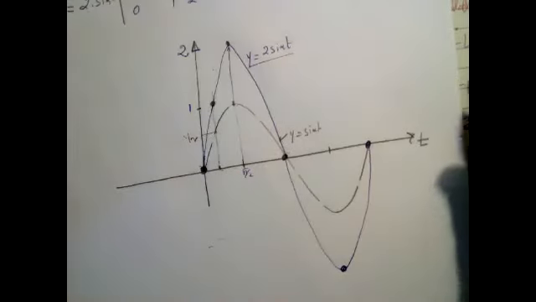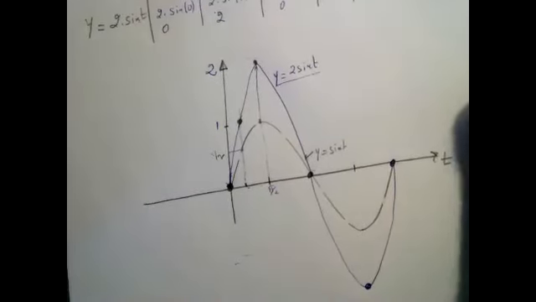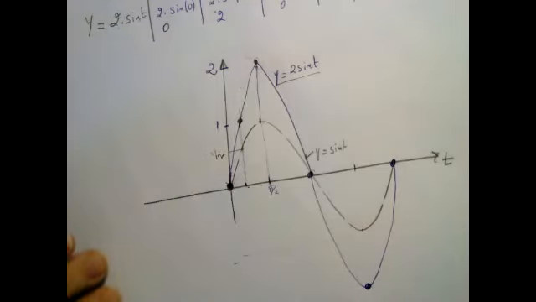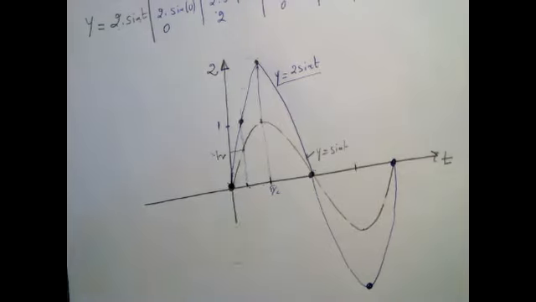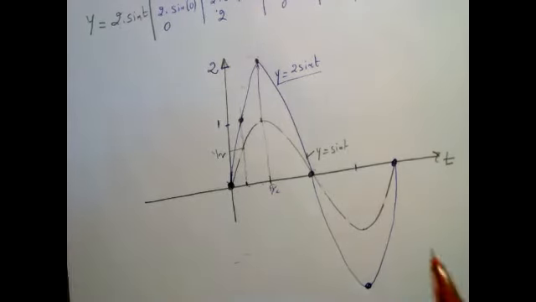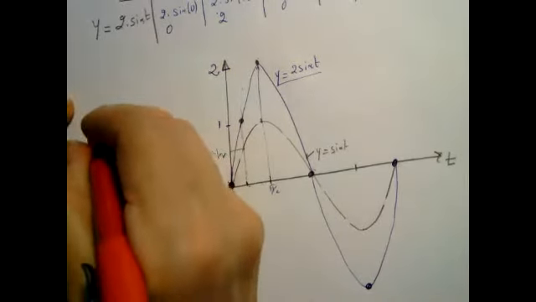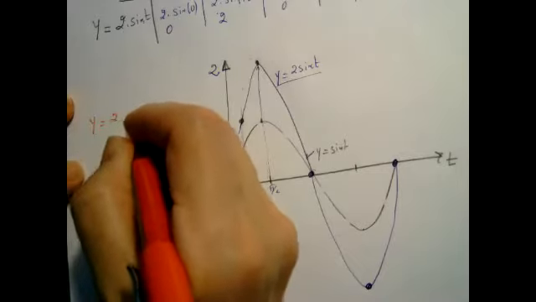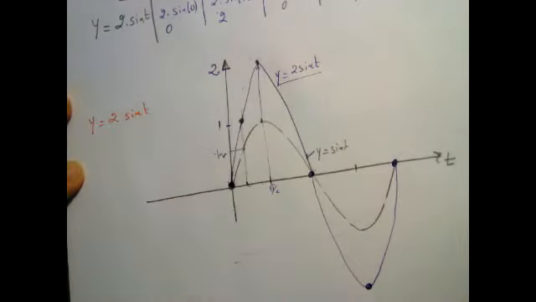So this will be the graph of y equals 2 times sine t. Okay, so let's take the graph of sine and stretch it by a factor of 2. How will this affect the amplitude? How will this affect everything? If I take y equals sine t, 2 sine t is a new function. It's obtained by stretching the graph of sine by a factor of 2.